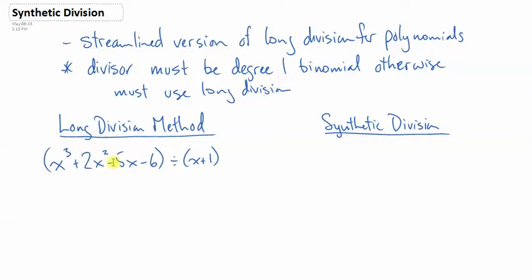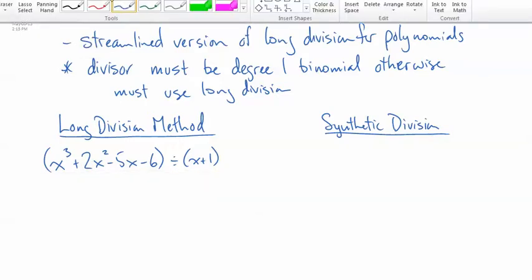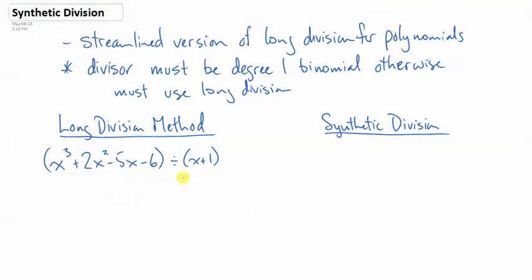So I'm going to demonstrate the long division method and side-by-side synthetic division so that you can compare the two and see how they vary. With long division, x plus 1 is the divisor. The dividend is the cubic function that I'm writing now. And on top, I'll write the quotient.